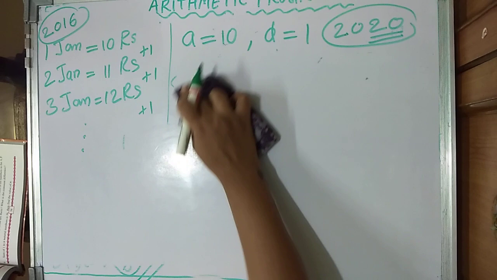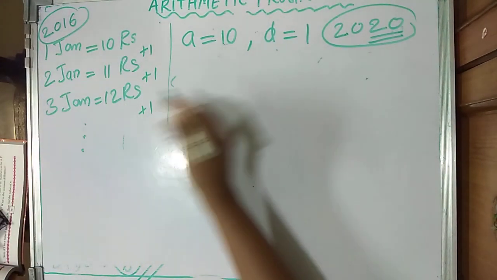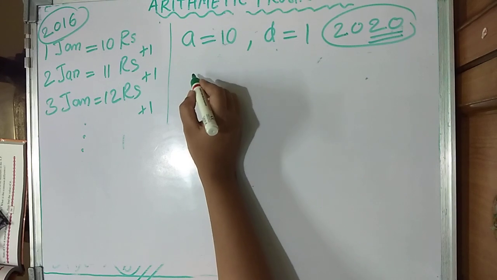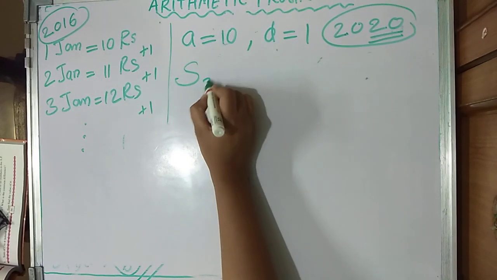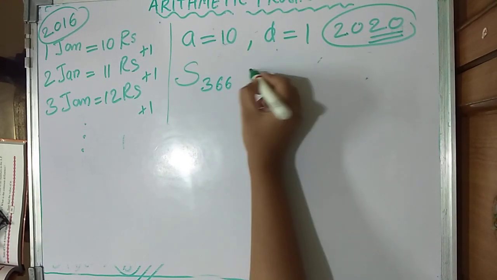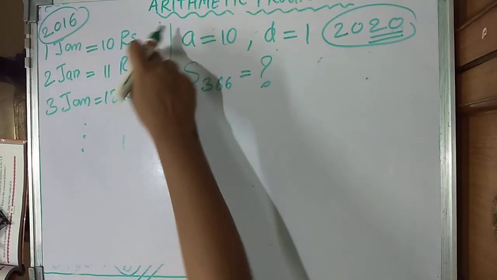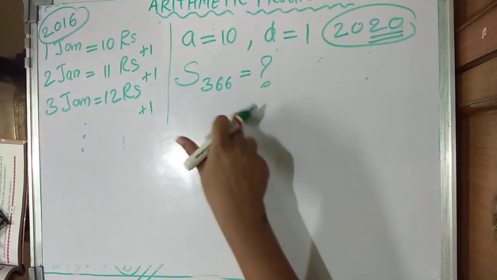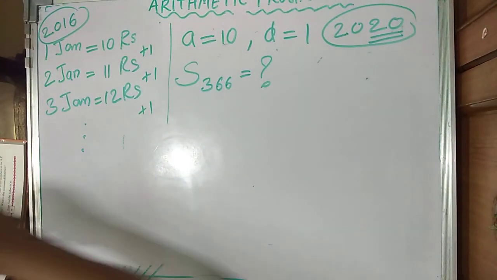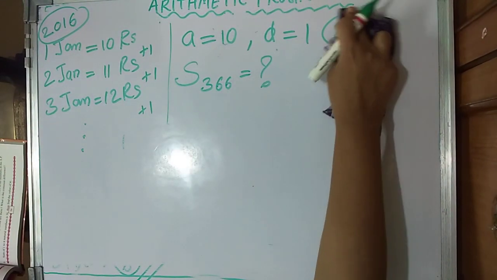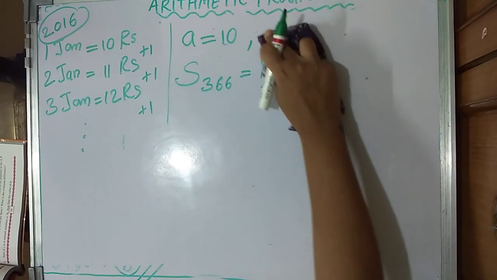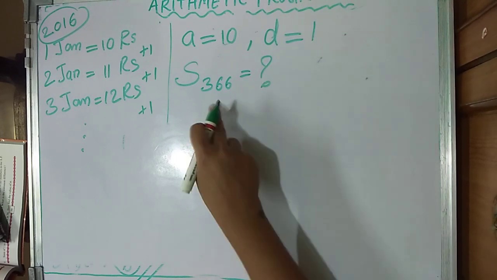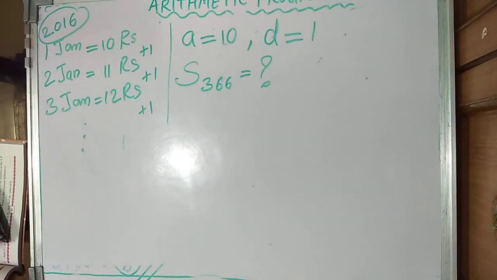So Sanika is saving in the year 2016. That means this is a leap year and this year has a total of 366 days. So we have to find S of 366. This 366 days she did saving, that total we have to find out. So let's start with the sum. A is 10, D is 1, and we have to find S366.